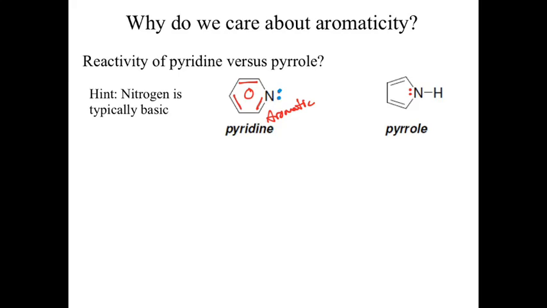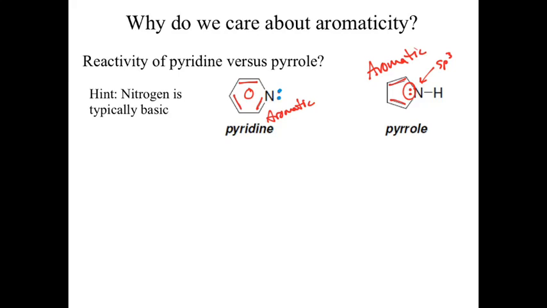If we take a look at the pyrrole, we've got our pi bonds and an sp3 nitrogen, but it does have a lone pair. I can count that lone pair into my total. So again, I've got 6 pi electrons. This structure is also aromatic.